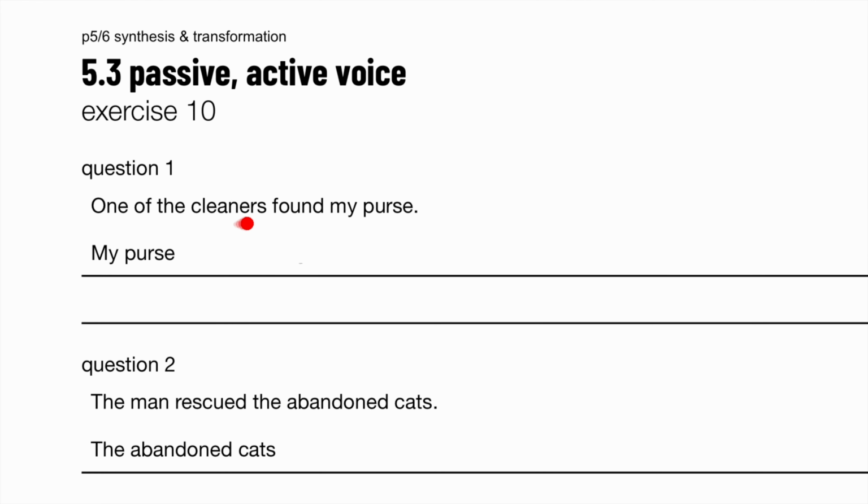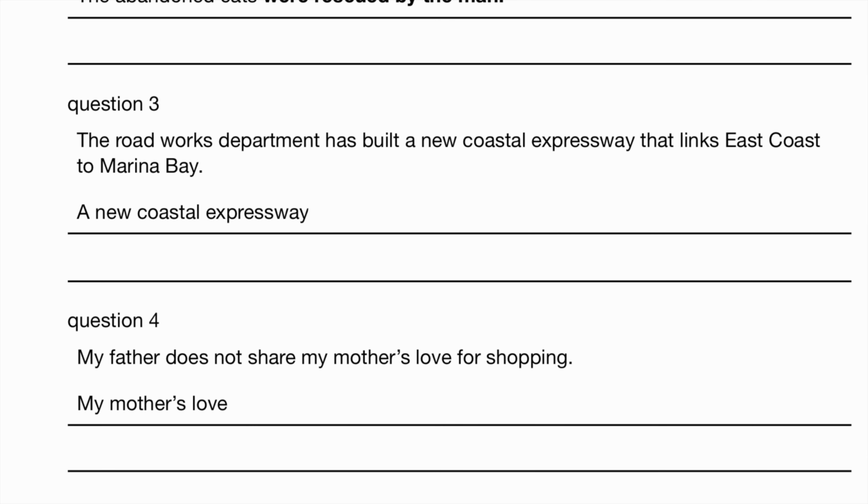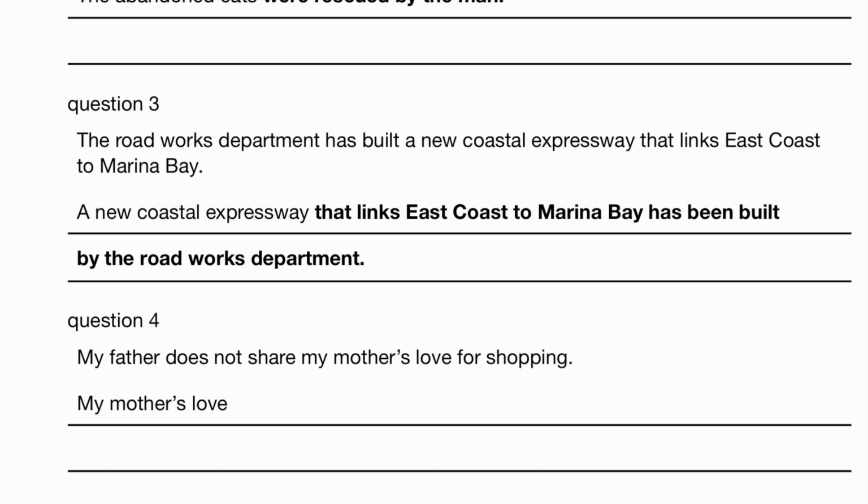Exercise 10. One of the cleaners found my purse. My purse, singular, we are using the past tense now. So my purse was found by one of the cleaners. Question 2. The man rescued, in the past tense, the abandoned cats. So the abandoned cats were rescued by the man. The Roadworks Department has built a new coastal expressway that links East Coast to Marina Bay. So a new, by the way, we're using the present tense, yeah, has built. So a new coastal expressway that links East Coast to Marina Bay has been built by the Roadworks Department.